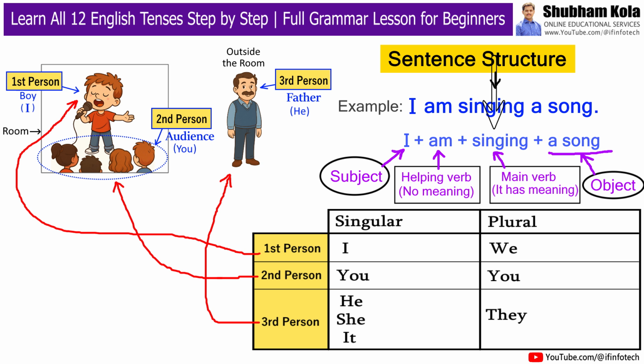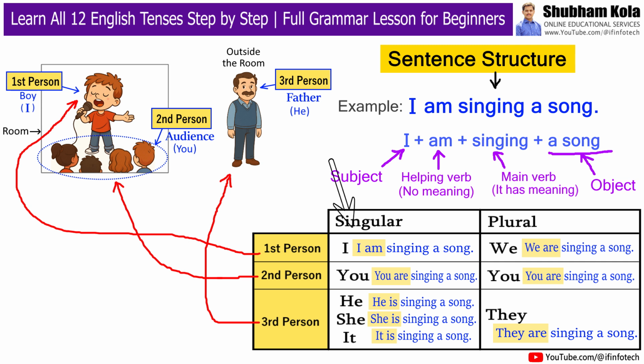Now the third part is singing. This is the main verb. The action word, what is being done, that is singing. Now the fourth part is a song. This is the object, what is being sung, that is song. So now remember the sentence structure, that is subject plus helping verb plus main verb plus object. This sentence is in the present continuous tense, which means the action is happening right now.